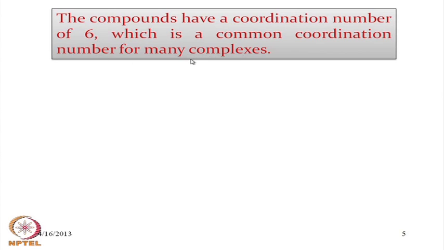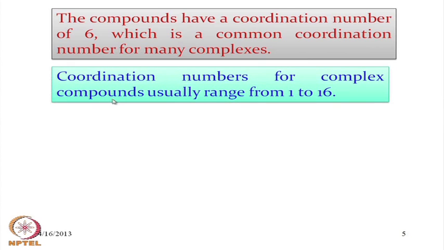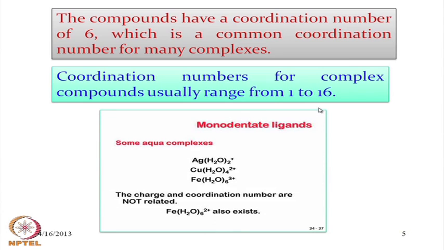So, this is very common for many metal complexes, and coordination numbers for complex compounds usually can range from 1 to 16. So, one after another we can consider how we can go from the most common coordination number of 6 and a little bit beyond that, because for getting 12 and 14 up to 16 coordination number we need some bigger metal center where a large number of ligands can surround the corresponding metal center.